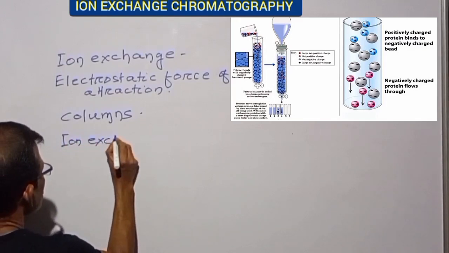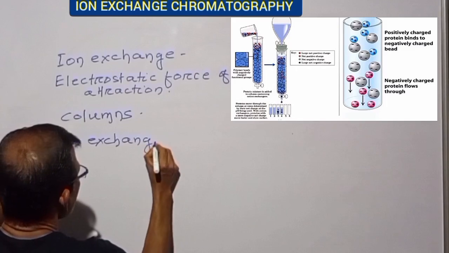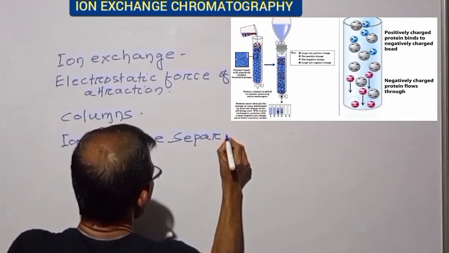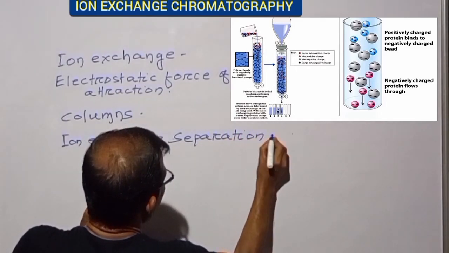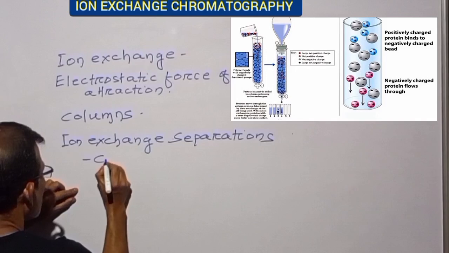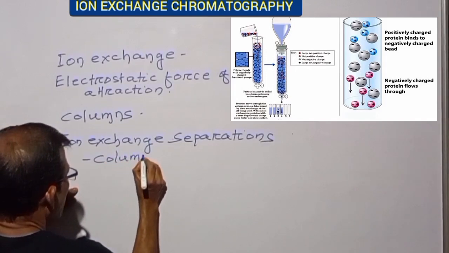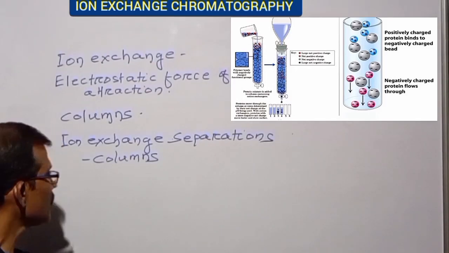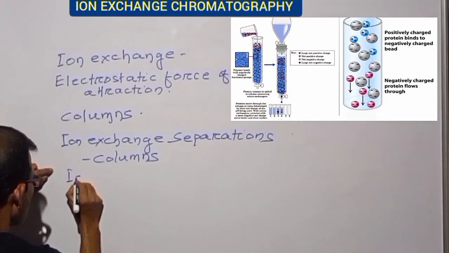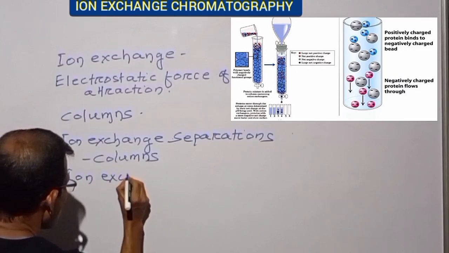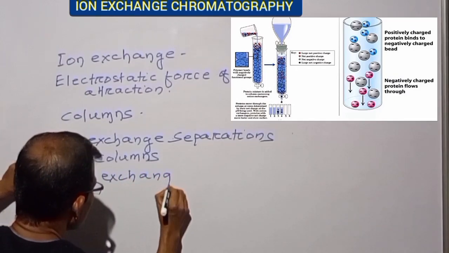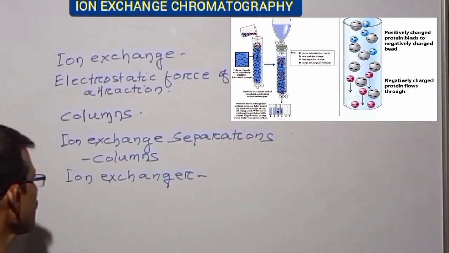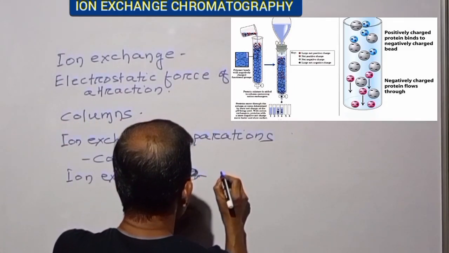Ion exchange separations are carried out usually in columns packed with a suitable ion exchanger. The ion exchanger is an inert insoluble support medium. There are two types of ion exchangers.